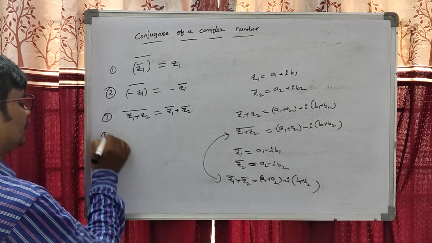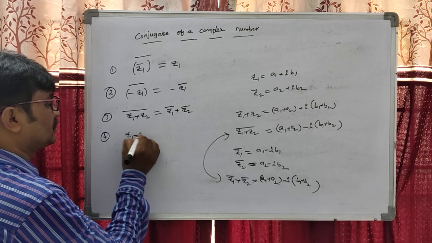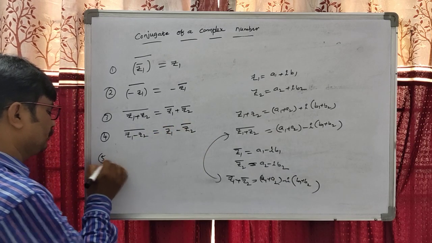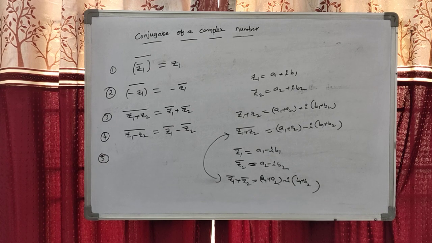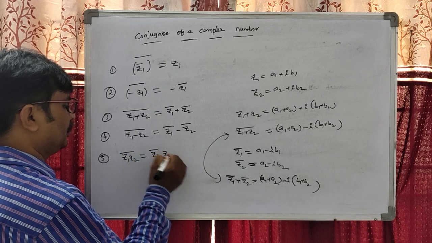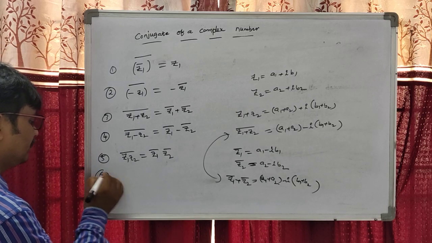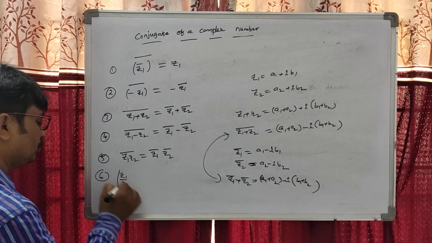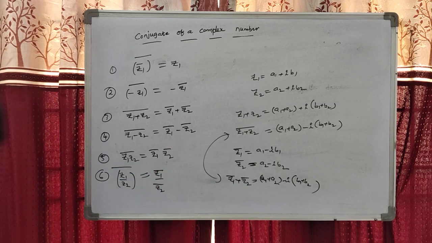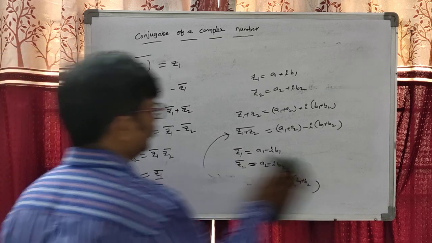Similarly, students, for subtraction also, (z1 minus z2) bar is z1 bar minus z2 bar. The fifth one, the product: (z1 into z2) bar equals z1 bar into z2 bar. After that, for division, (z1 by z2) bar can be written as z1 bar by z2 bar. Okay, students.